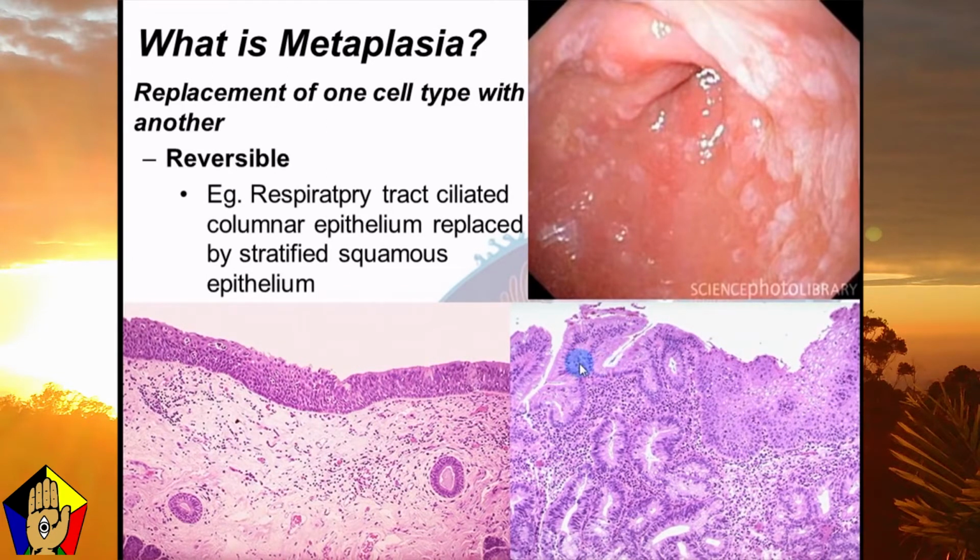The good thing is that this can be reversible. As long as it's metaplasia, it can actually reverse. So if they quit smoking, it starts reverting back to its original ciliated columnar epithelium.